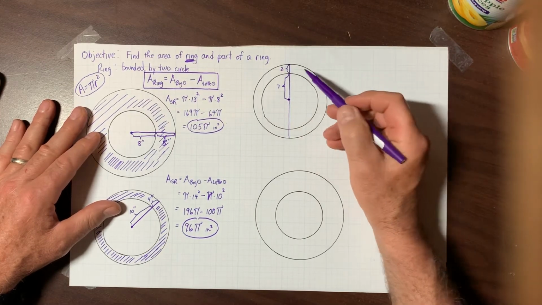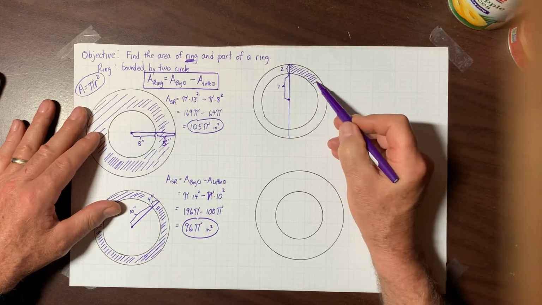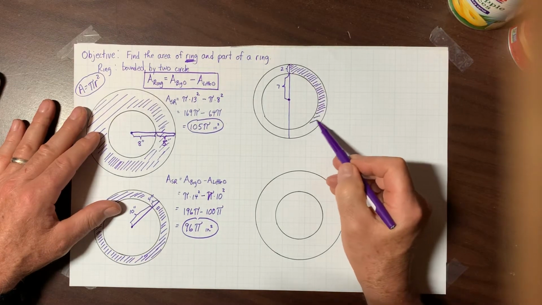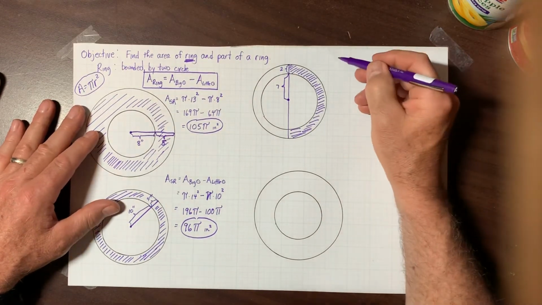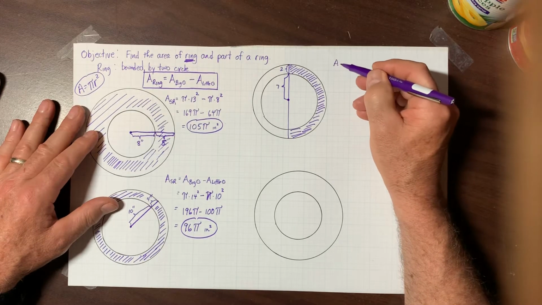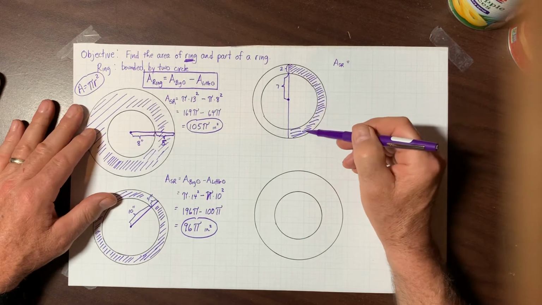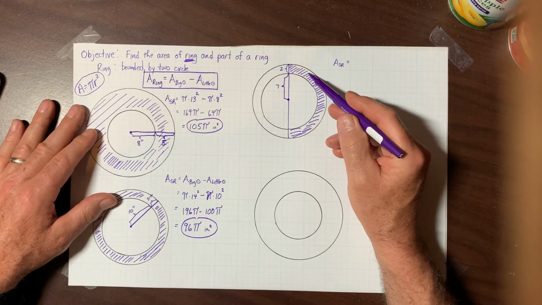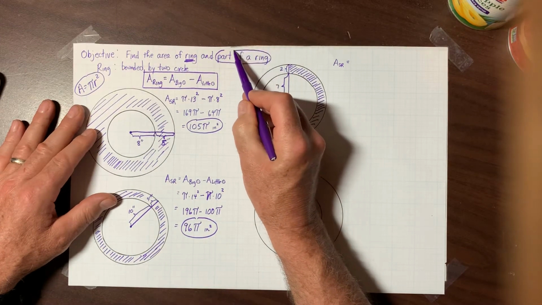Now watch what I'm going to shade here. I'm going to shade this part of the diagram. And I'm going to stop right there. And we're going to be asked to find the area of the shaded region. So this part that I shaded, obviously, is not the entire ring. It's just half of the ring. So this part of our objective is what we're looking at right now.